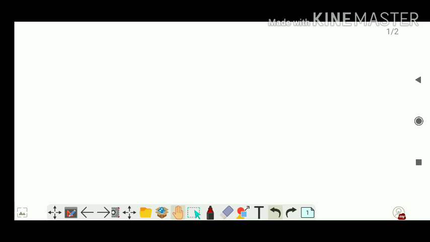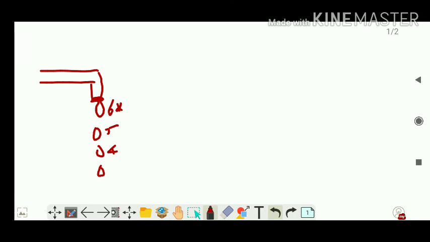So let's consider, okay, I didn't take the pen. Okay, this is our tap. So the sixth drop is just coming out. So this is our sixth drop. Let's say this is fifth, this is fourth, this is third.